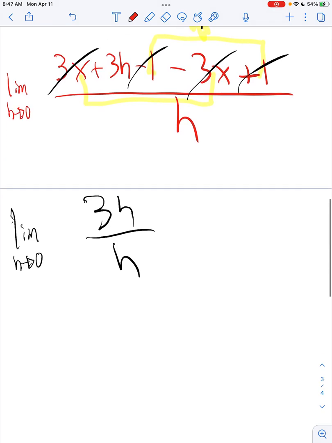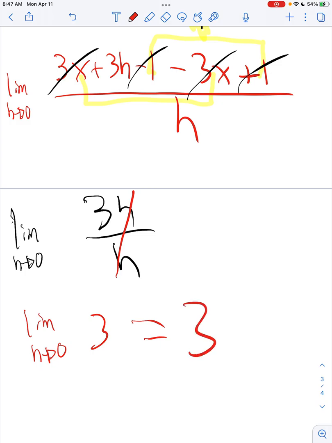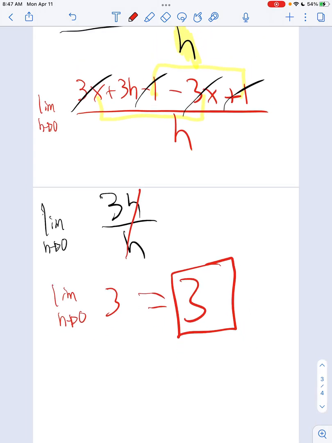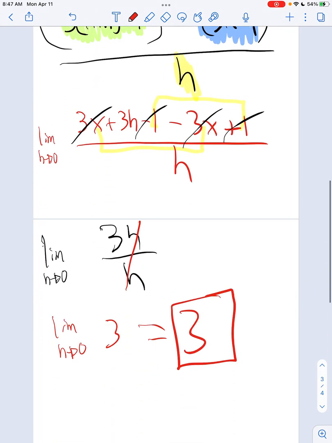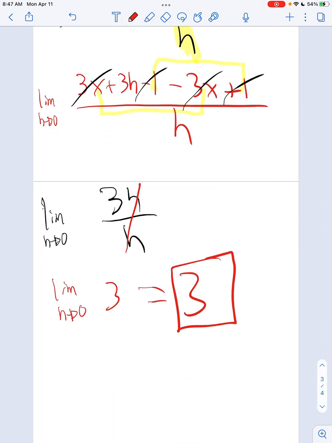Now I can see that I have h divided by h, which cancels out. Because I have no h's, there's no point in me substituting anything else. So the limit as h approaches 0 of this function equals 3 because I was able to cancel out everything else.